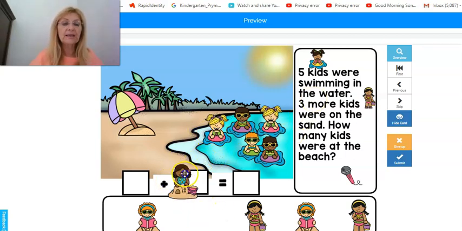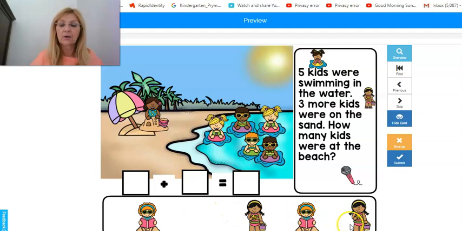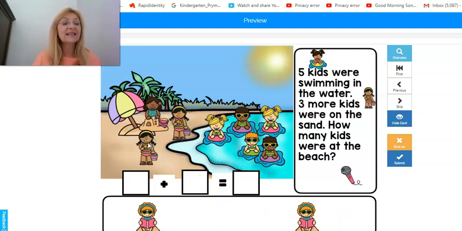3 more on the sand. 1, 2, 3 in the sand. And this says how many in all? So count them. How many does that make all together? You count them for me.